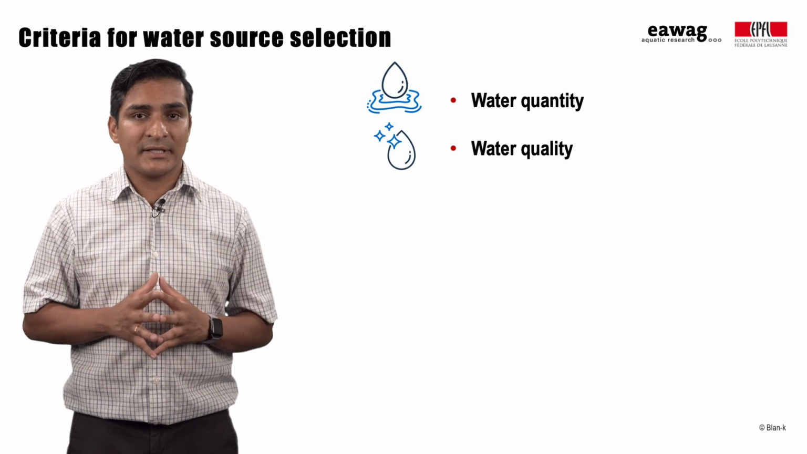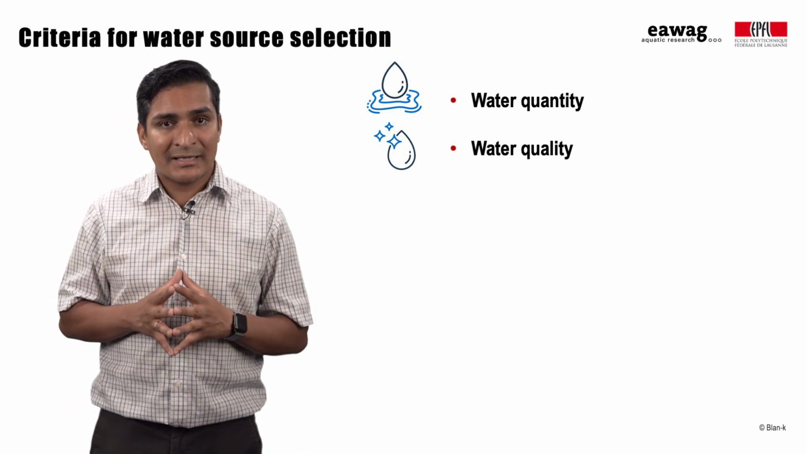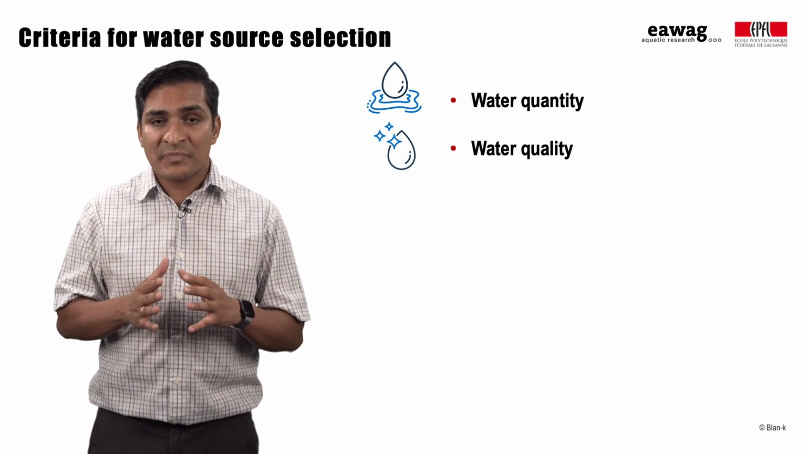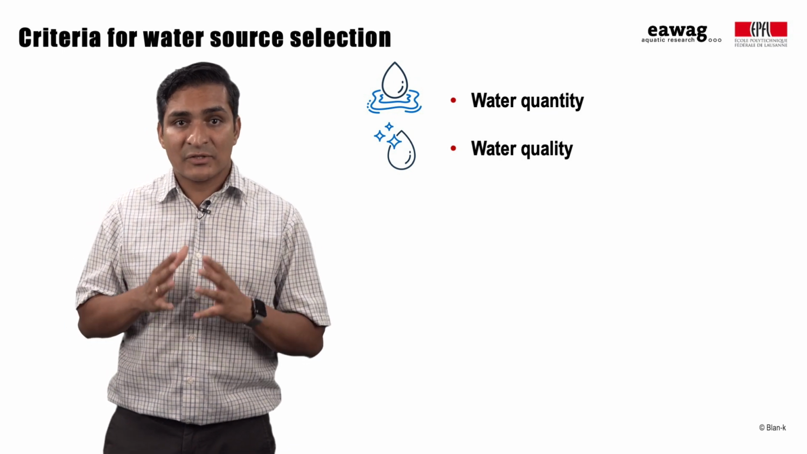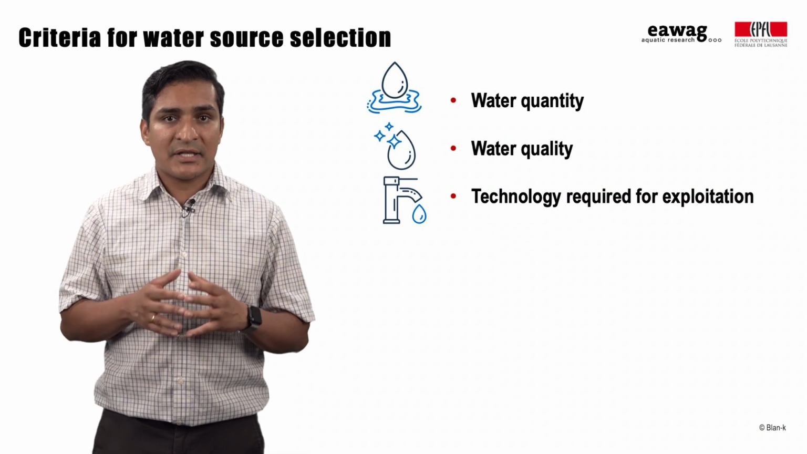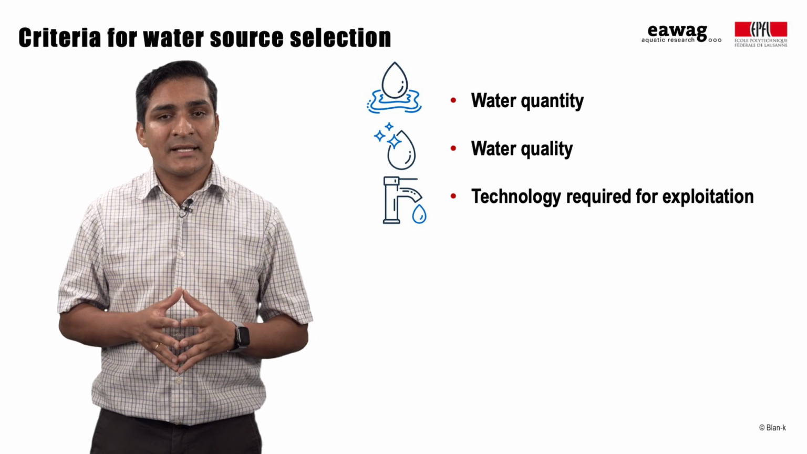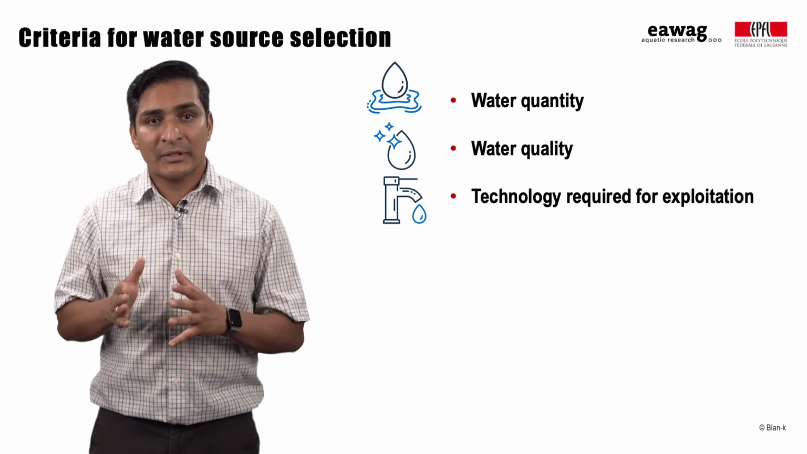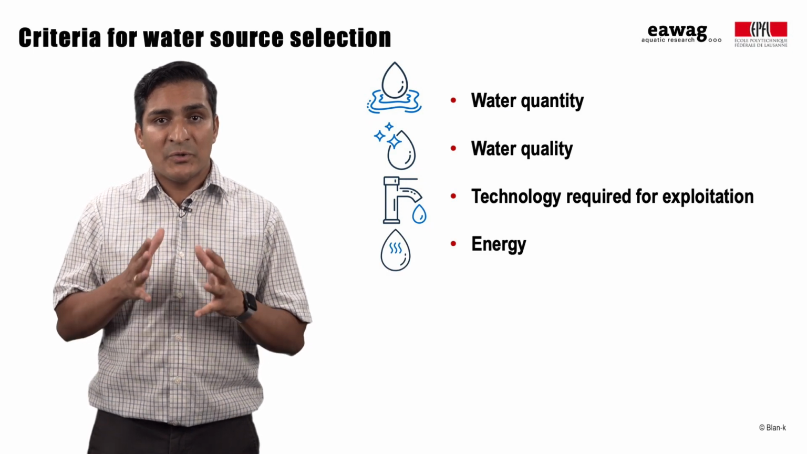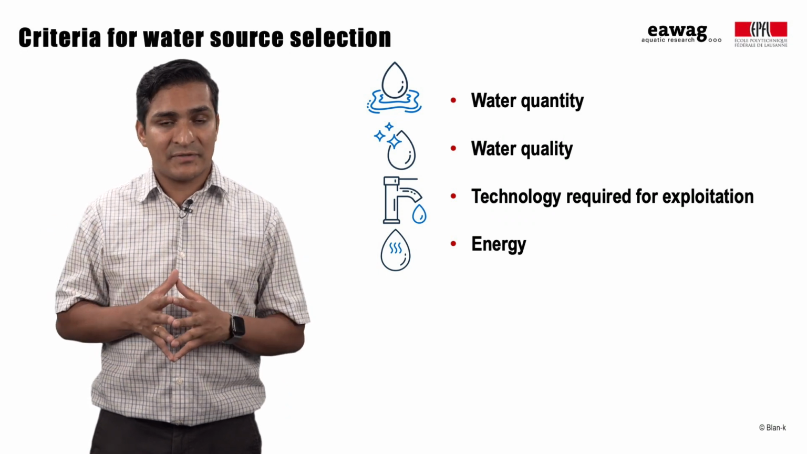Next is water quality. We need to know how water quality is affected by local activities like sanitation practices, agriculture, or the presence of any other contaminant sources locally. We need to assess the technologies that are required for abstraction and treatment, and if the required skills and technologies are available locally. We also need to know the energy required for use of the water source, for example, if pumping is needed or gravity can be used.